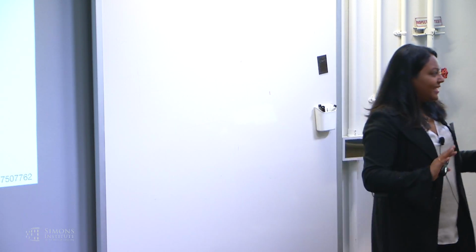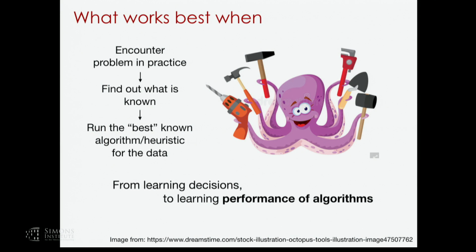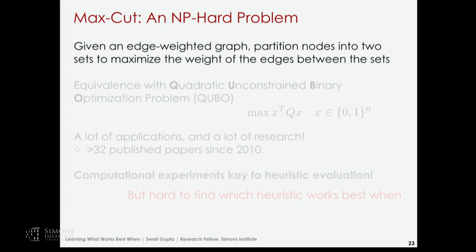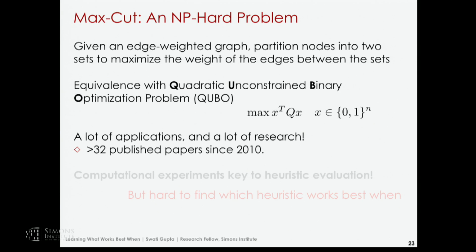This is what we were thinking when John was faced with running maxcut on very dense graphs, because he was trying to do name disambiguation in some Google Scholar references. So we started looking at maxcut. Maxcut is a very famous NP-hard problem: given an edge-weighted graph, I want to partition nodes into two subsets such that the weight of the edges between them is maximized. It also has an equivalence with the quadratic unconstrained binary optimization problem, which says that I want to maximize x transpose Qx for a given matrix Q. That's the quadratic unconstrained binary optimization.